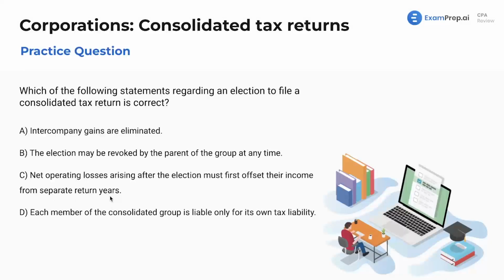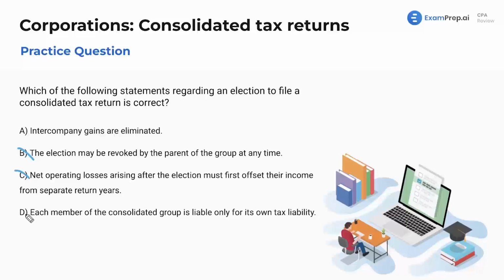What about net operating losses arising after the election must first offset their income from separate return years? While offsetting our various gains using losses from other entities is totally an attribute of this, there's no requirement that you need to go about it in this order. So yes, NOLs generally can be used to offset income in a consolidated return from other entities. However, the use of these NOLs from separate return years is subject to certain limitations, and this, as a requirement, is not correct at all. It's not anything we talked about, so I would eliminate that one as well.